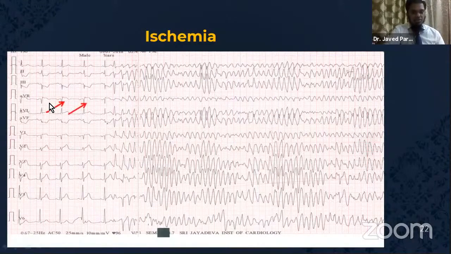Then coming to ischemia, have a look at this ECG. There is ST elevation in aVR, and I think in previous presentations you would have seen this ECG. It's a very important ECG. That's why I keep showing it again and again. This patient presented to us with chest pain and syncope, and you had an anterior wall MI with ST elevation in aVR and V1 to V4, so a proximal LAD or an LMCA occlusion. And then you can see that a PVC appeared here, an R-on-T phenomenon that triggered a torsades. So again, the ECG finding was very important, that is ST elevation in aVR.